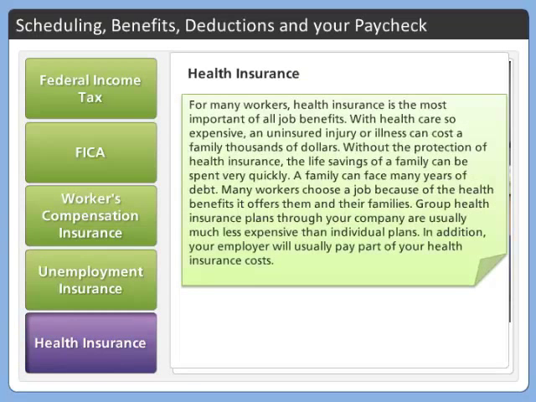Health insurance. For many workers, health insurance is the most important of all job benefits. With healthcare so expensive, an uninsured injury or illness can cost a family thousands of dollars. Without the protection of health insurance, the life savings of a family can be spent very quickly. A family can face many years of debt.